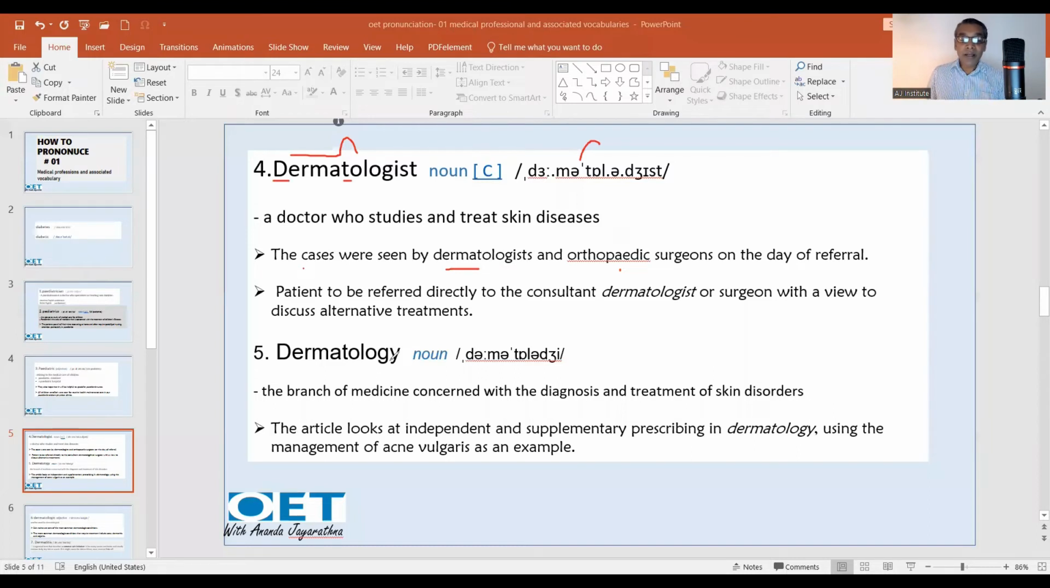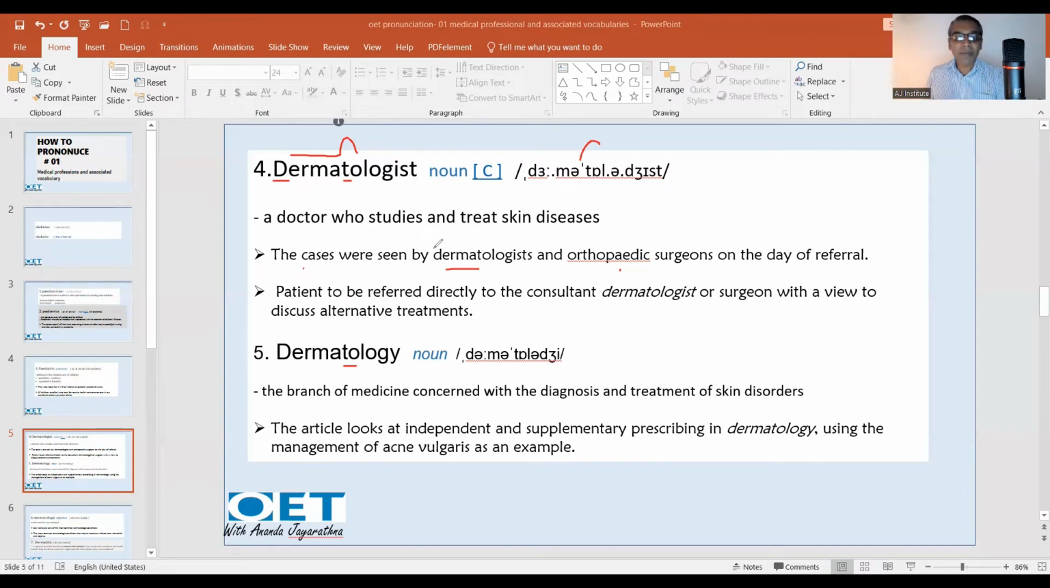Next one, dermatology. Dermatology means නාම පදය, චර්ම රෝග විද්‍යාව. We can say dermatology. Now look at the definition. The branch of medicine concerned with diagnosis and treatment of skin disorders. Now look at this example. The article looks at independent and supplementary prescribing in dermatology using the management of acne vulgaris as an example. So we can say dermatology.